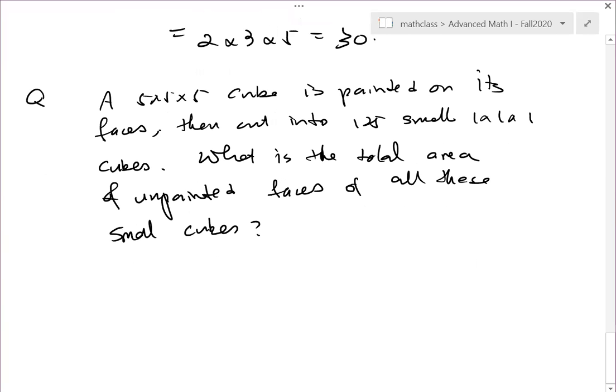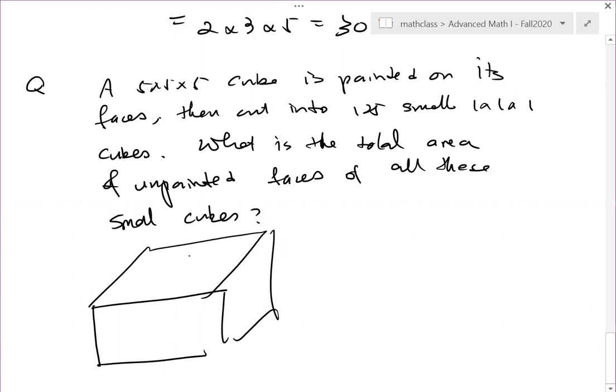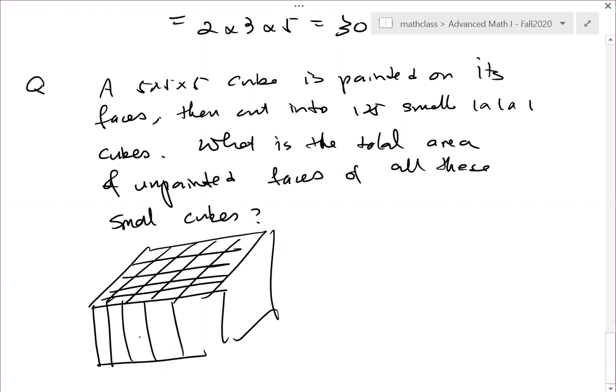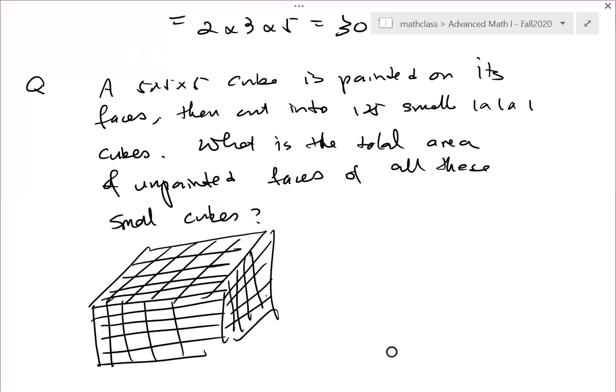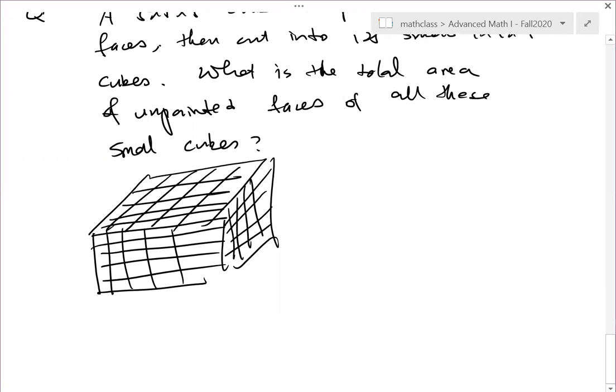Okay, so draw the picture. This is the large cube. 1, 2, 3, 4. 1, 2, 3, 4. Well, it's hard to see that. Anyway, this is a 5 by 5 cube. We cut it into many small cubes, one by one. The question is, how do we calculate the total area of unpainted faces?